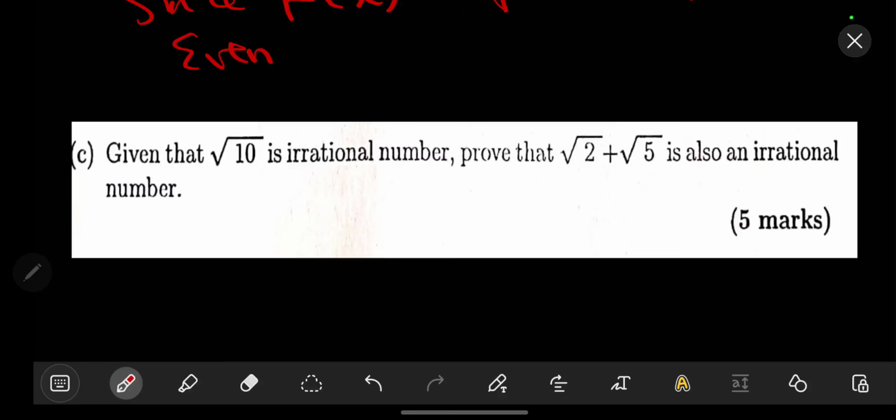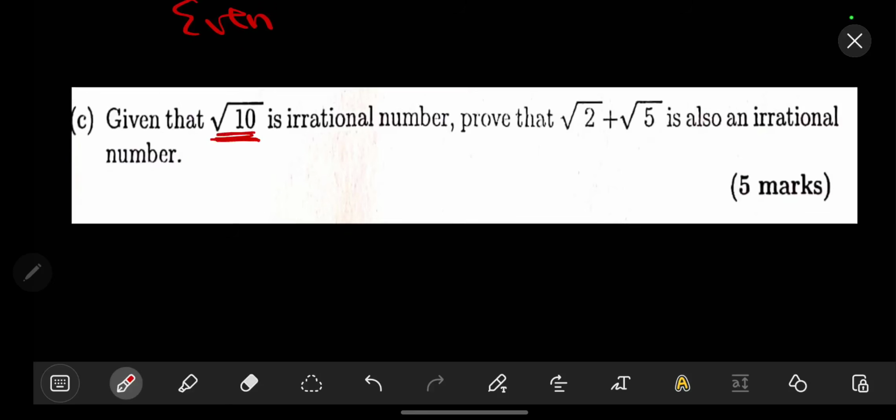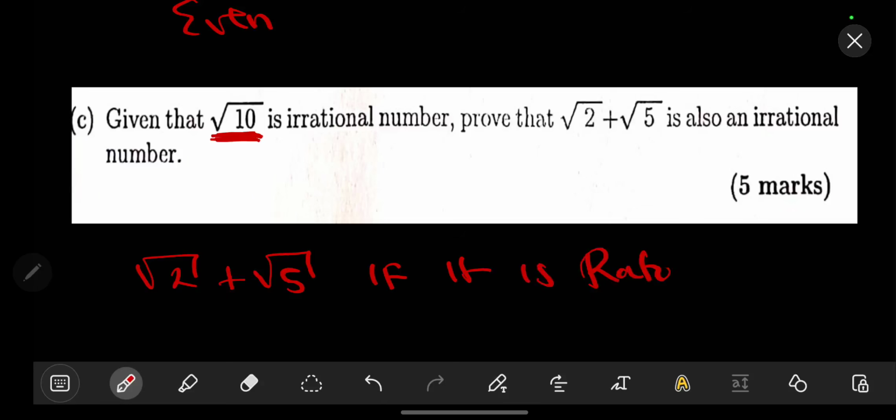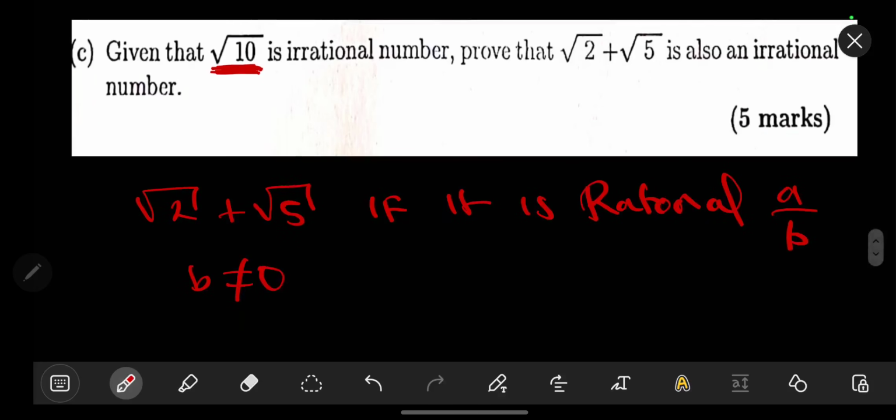Given that the square root of 10 is irrational, prove that the square root of 2 plus the square root of 5 is also an irrational number. So how do you prove this one? Since we are provided with a number, we have to use this value to determine it. We are going to say that if the square root of 2 plus the square root of 5 is rational, it can be expressed in the form of a over b, where b is not equal to 0, and a and b do not have common factors.